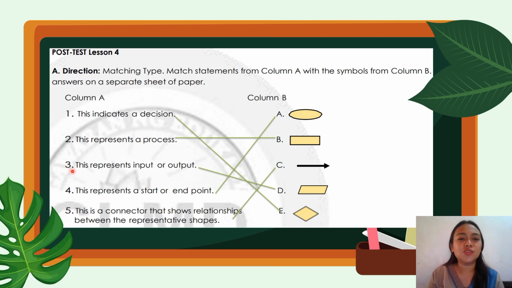For number 3, this represents input or output. The answer is letter D, the parallelogram. For number 4, this represents a start or end point. Letter A, the oval shape. And for number 5, this is a connector that shows relationships between the representative shapes. This is the arrow. Okay, so I hope that you got it all correctly. So, sana nakuha ninyo yung 5 items na yan.